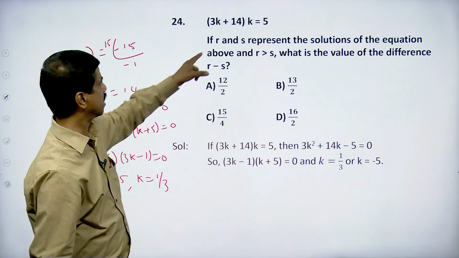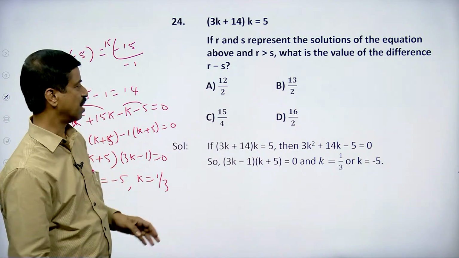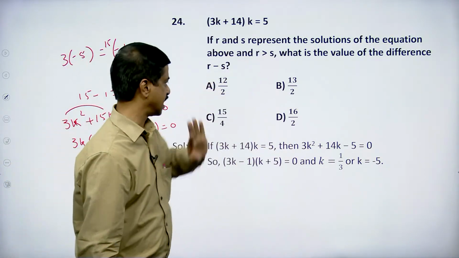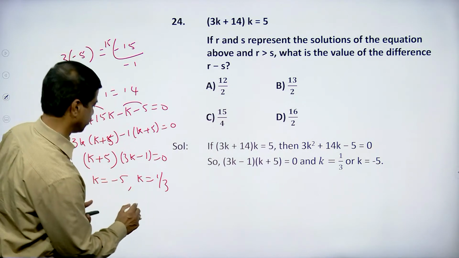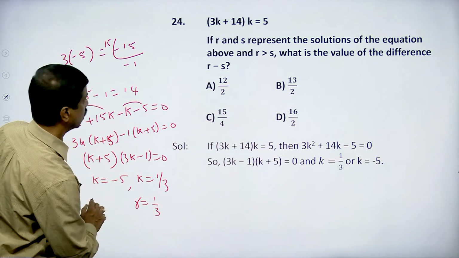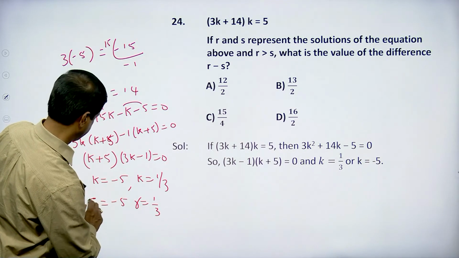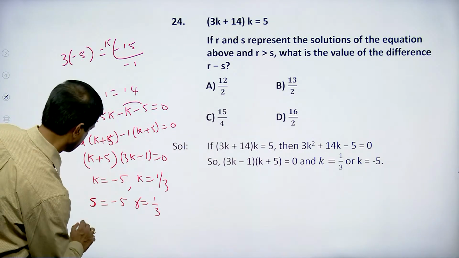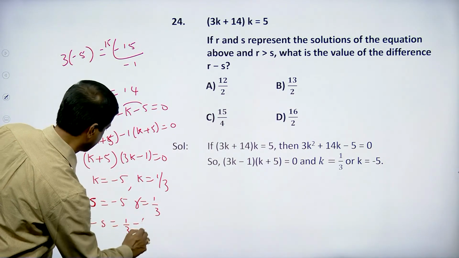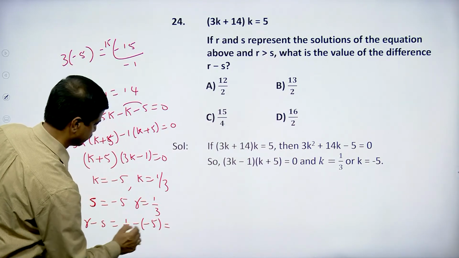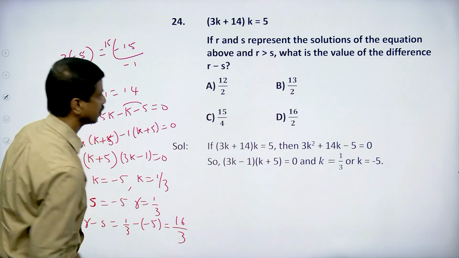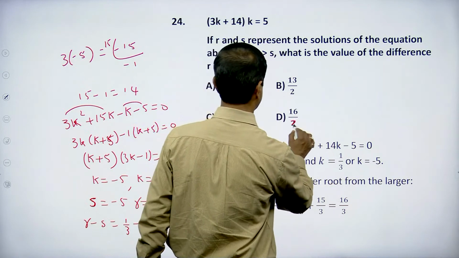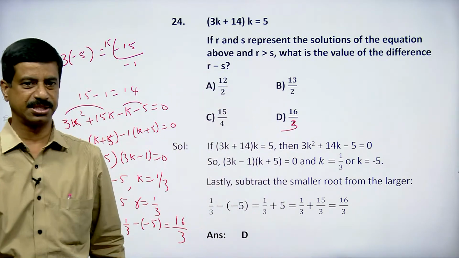So, in this, one is R and one is S. R is greater than S means very clearly R should be 1 by 3 and S should be minus 5. Okay. So, now he is asking to find out R minus S. R minus S is 1 by 3 minus of minus 5. This is plus 5. So, 15 plus 1, 16 by 3. So, which option satisfies, children? This is 16 by 3, not by 2. So option D satisfies. Please note it fast.